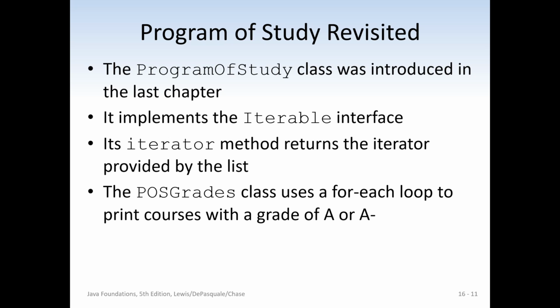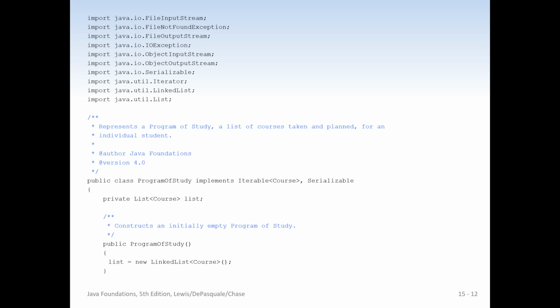And we have this program of study grades class that uses a for each loop to print all the courses with a grade of A or A minus. So let's look at some of the code here. We notice that it implements iterable course. And that means the iterator that's going to come back, the elements it's going to iterate over, are courses. It's serializable.